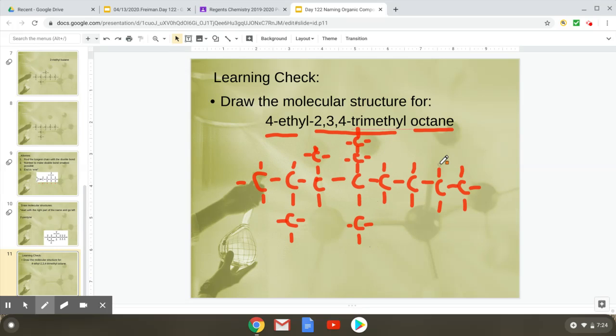trimethyl octane. Now the ethyl comes first in the word, because when we have multiple groups, we have to put them in alphabetical order. So alphabetical order-wise, E comes before M. So ethyl before methyl. So this is a 4-ethyl 2,3,4 trimethyl octane, 8 carbons.